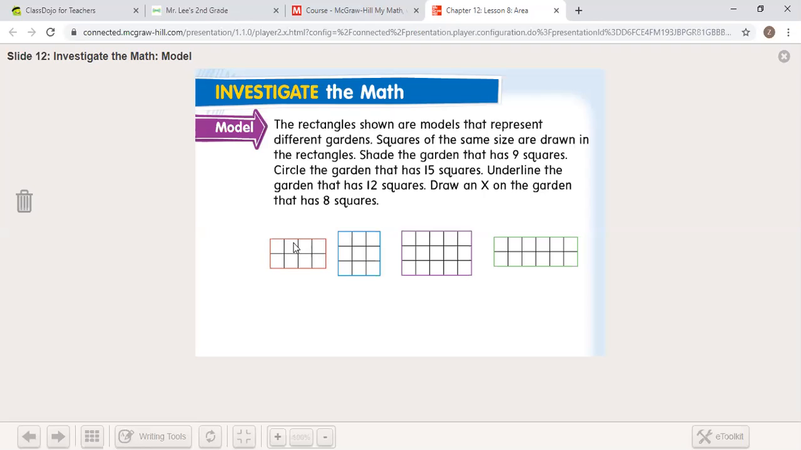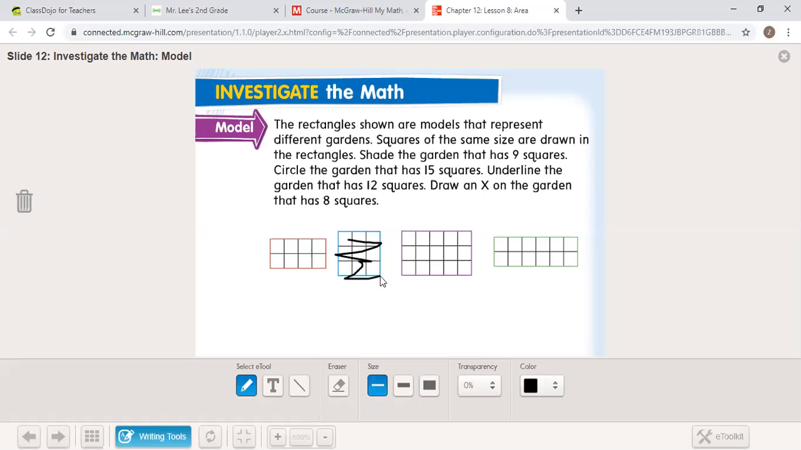So 2, 4, 6, 8. I can't do that. Skip count by threes. 3, 6, 9. Oh, perfect. There's 9. So just color. Good enough. All right, so that part's done because we know we always underline what we're going to do.